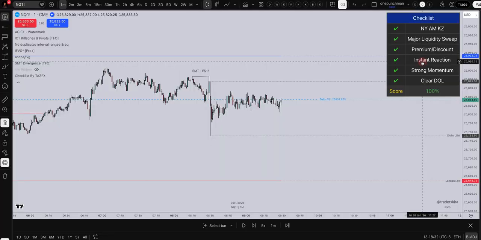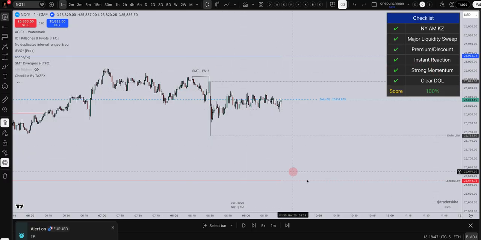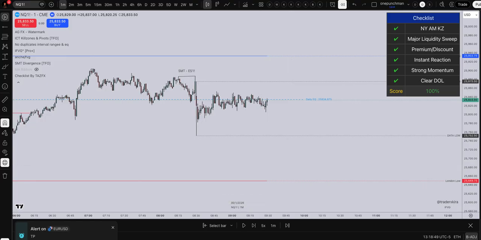So what that means is these bottom three are the key components that I have to keep an eye on. So I'm looking for instant reaction. I'm looking for strong momentum to confirm that IFEG, right? Instant reaction just means, if price were to go to the Asia high, I want to see an immediate reaction, right? And then I want to see strong momentum confirming that IFEG.